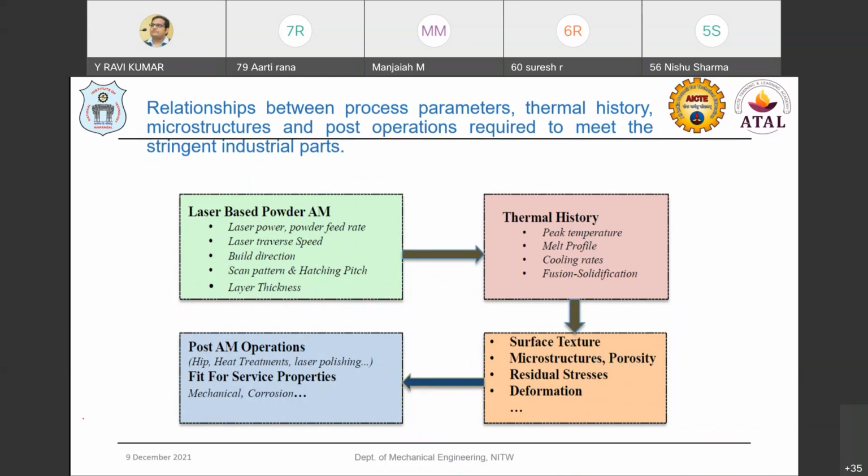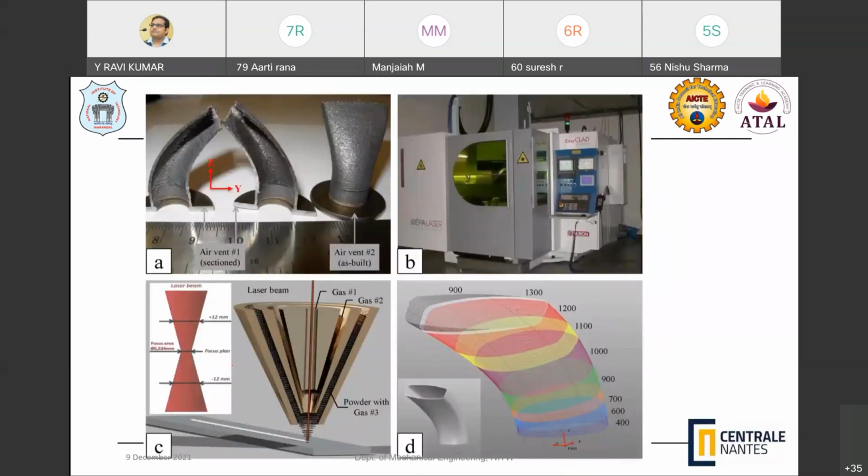The post-processing steps are the hipping process, or it may be the heat treatment process, laser polishing, and for fitness for service properties, mechanical or corrosion properties, and these are all the component quality aspects. And when you see the real-time examples, this was an air duct, or air vent you can call it, made with the DED systems. This was made at small prototype scale, in stainless steel 316 material.